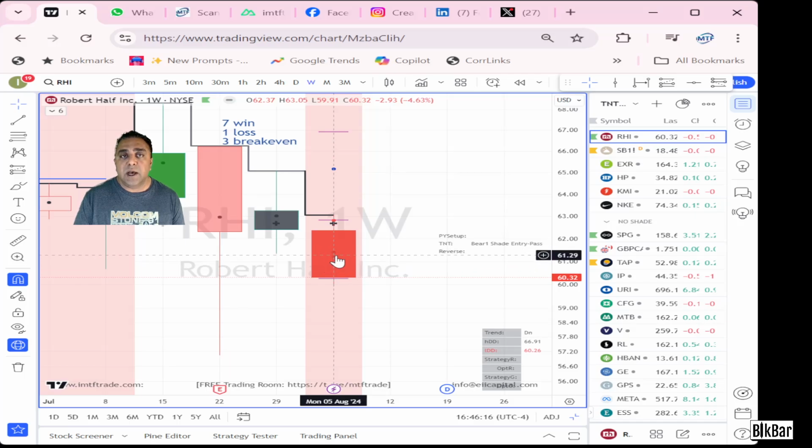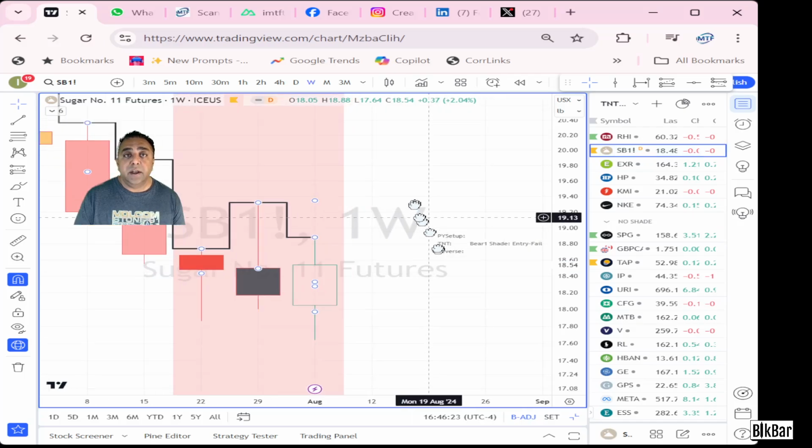You can't see the blue dot because it's below this red bar. Entered there is conditional stop. It closed below our entry, so that was profitable. SBI here, this is break even.